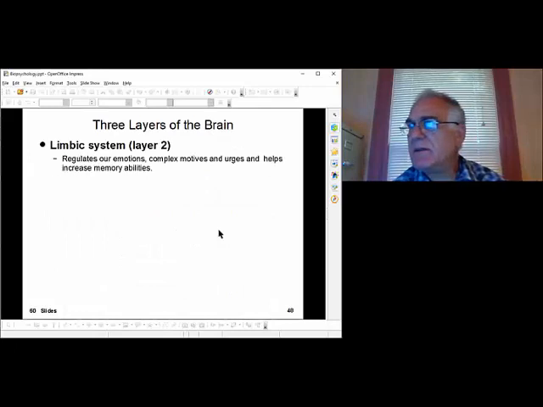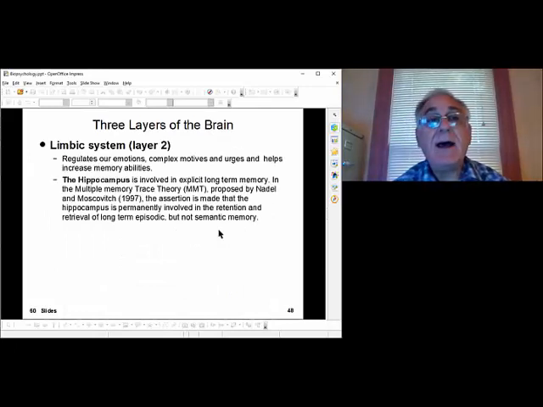The limbic system is considered layer number two. The limbic system is involved in explicit long-term memory, and there are two men, Nadel and Moscovitch, who have proposed a theory called the multiple memory trace theory that says that the hippocampus is permanently involved in the retention and the retrieval of long-term episodic memory. And when we get to memory, we'll talk about three different types of memory: episodic memory, semantic memory, and procedural memory. Procedural memory is the things that you know how to do, the mechanical things you know how to do.